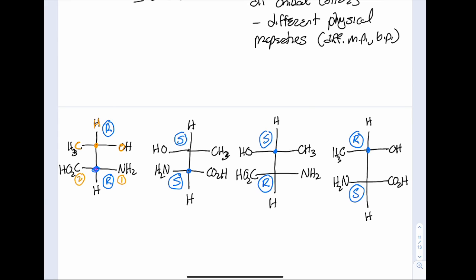So let's just check. Let's check this one here. So this is my highest priority group. Priority isn't going to change. Number 2 and number 3. So when I go in that direction, that's counterclockwise. Hydrogen's still going back, so great, S. Let's check this bottom one on the last one. Highest priority group, number 2, number 3. If I go in that direction, that's counterclockwise. Hydrogen's going back, so S. So I'm feeling okay about it.